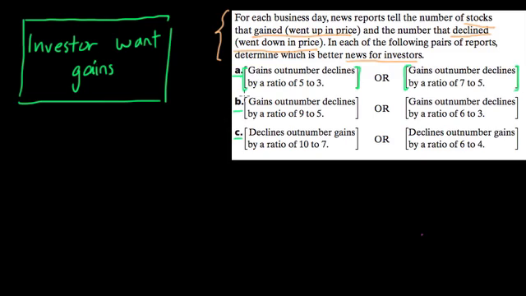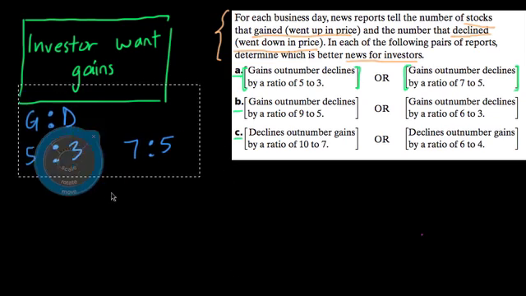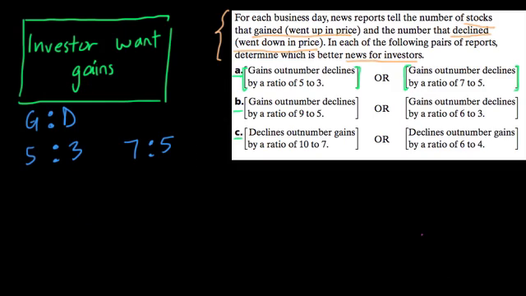The first one says that the ratio of gains to declines was 5 to 3. And we want to know, is that better than having a ratio of 7 to 5? So really, in many ways, we're just comparing 5 and 3 and 7 and 5. Let me just move this up here. Okay, so in many ways, we're just comparing these two. And how can we do that? Well, there are many ways. I like this one, though, because if we add up these parts of parts, we get 8 here. And what do we get here? Well, 7 and 5 is 12.